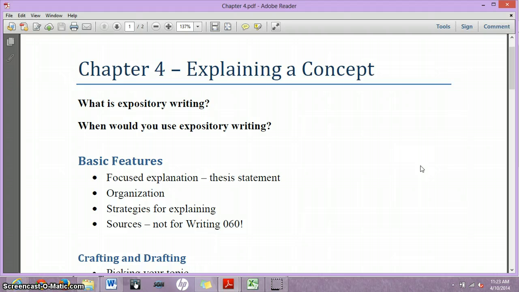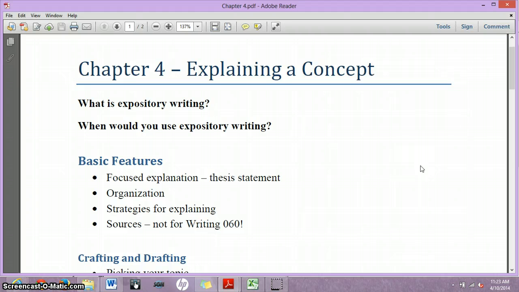That's just too much. I would much rather you focus this quarter on learning how to effectively explain something without the added weight and pressure of using sources. So, this information is really good. Don't gloss over it, just ignore it. But for the sake of your essay, you're not going to be using outside sources at all.